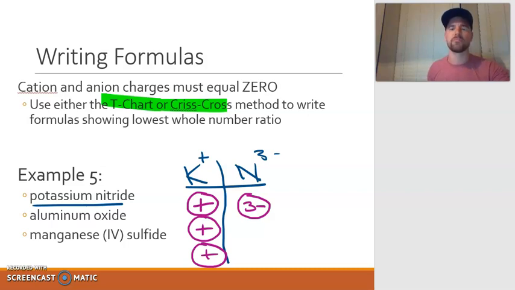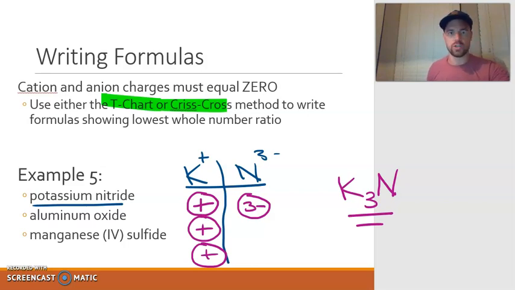So then ask yourself, how many potassiums did you need? You needed 3. I write that as a subscript. How many nitrogens did you need? I just needed 1. I don't need to write the subscript 1. I can just write it like that. That would be my formula.